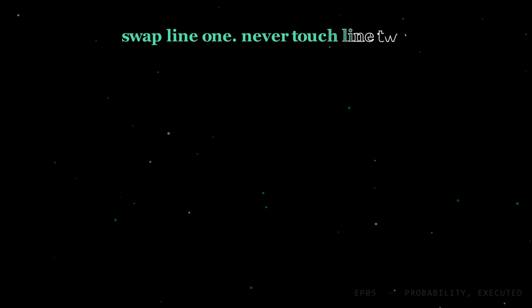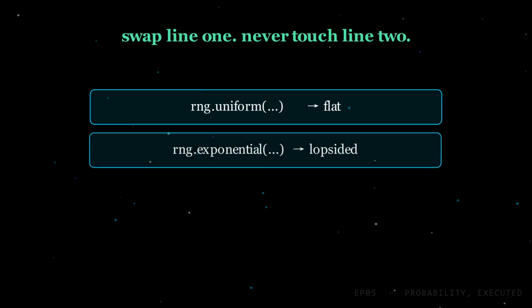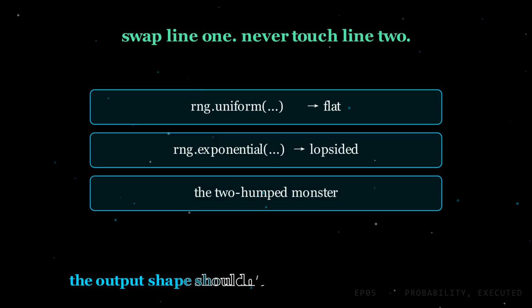Here's the whole experiment in 2 lines. Generate, then average along axis 1. The important part is that we can swap the first line for any distribution we like, uniform, exponential, our 2-humped monster, and leave the second line completely untouched. That's the claim we're testing. The output shape shouldn't care about the input shape.